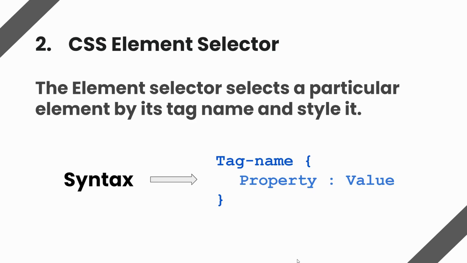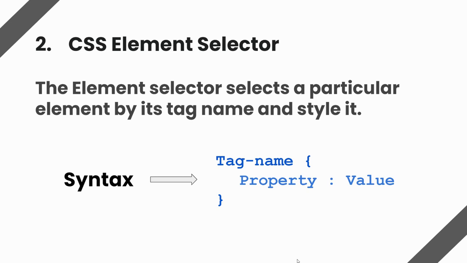So next we have the CSS Element Selector. The element selector selects a particular element by its tag name and styles it. This selector selects the element through the name of the actual tag. So if you want to style a p tag, for instance, you would select the tag name, which is p, and then you would use the syntax which has the property and the value. Whatever property you declare, you assign it a value and it's going to affect that particular element.